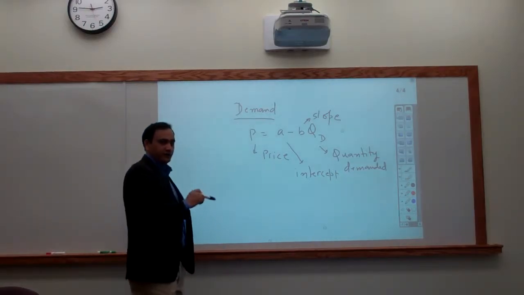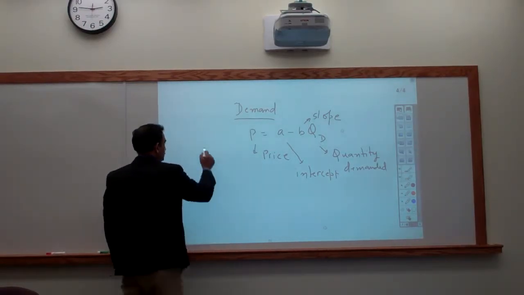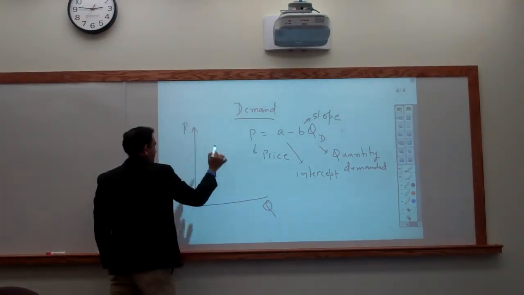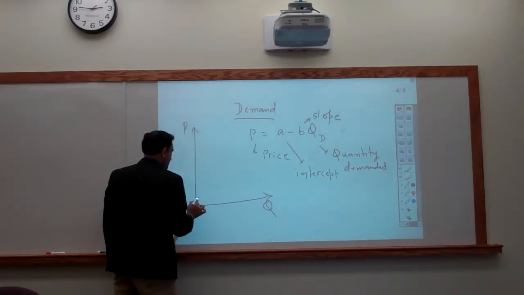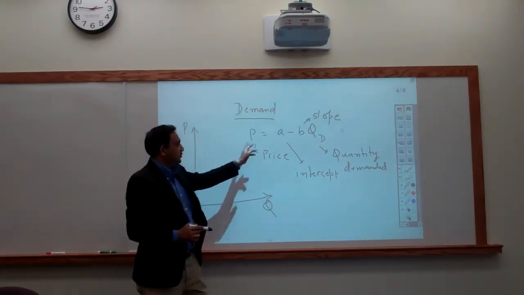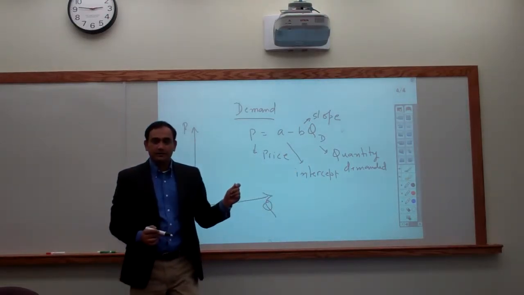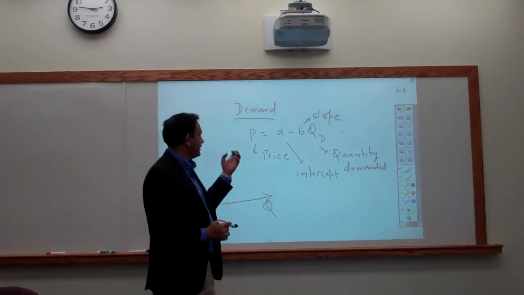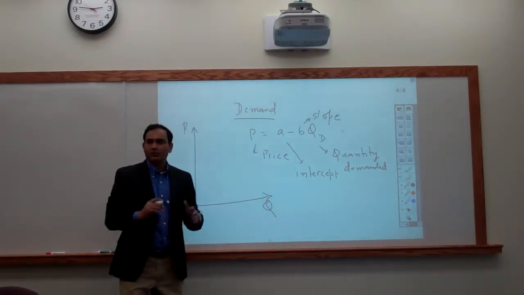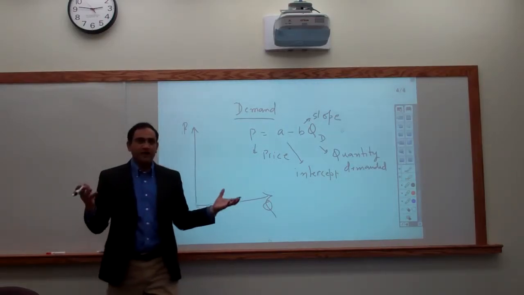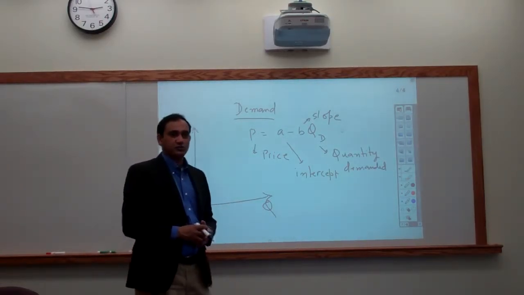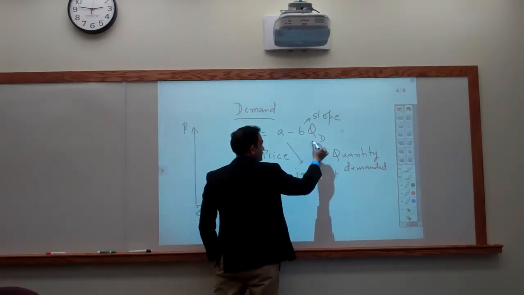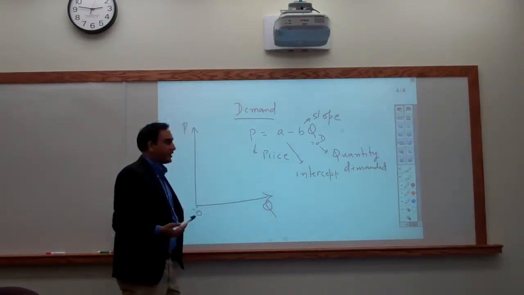Now let me draw a diagram to capture the demand curve. Over here, we have quantity and price. So look at this equation. Tell me, what is the price at which quantity demanded equals 0? Nobody buys. Price is too high. Nobody buys anything. What is that price equal to? A, that's correct. You just substitute QD equals 0 over here, and you are left with price equals A.